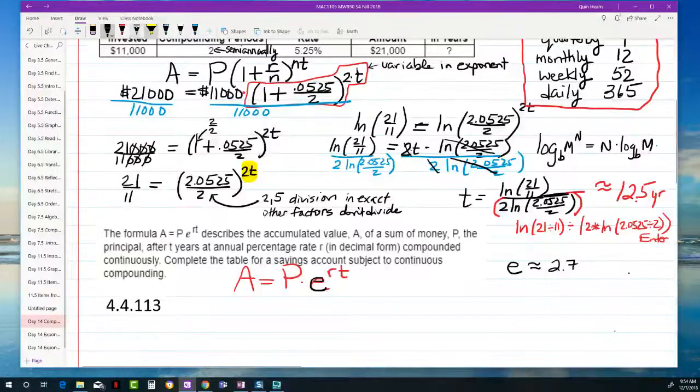So again, the variables represent accumulated value A, P is the principal, after t years at an annual percentage rate of r, and then it'll say compounded continuously, and that's how you know that you're using the Pert formula, A equals Pe to the rt. You'll notice there's no n, no compounding periods, because it's being compounded continuously. So let's use this idea.